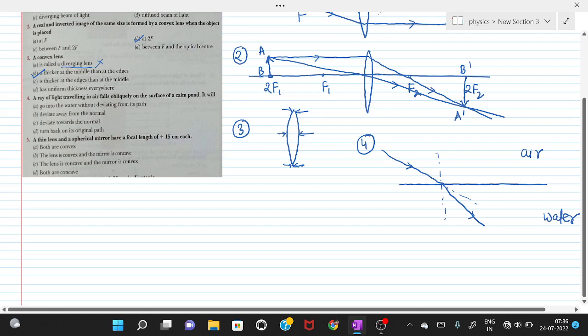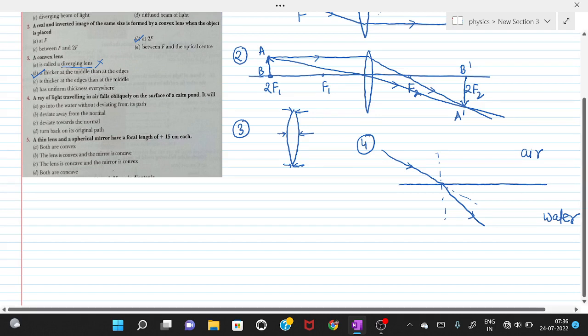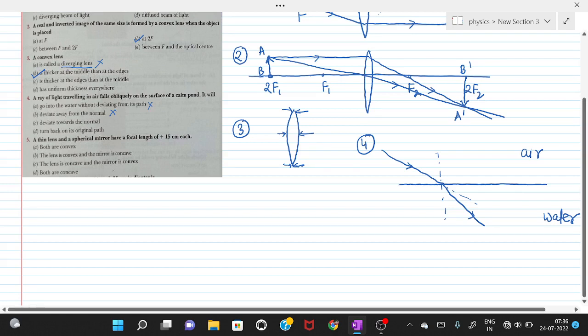So now go with the options. Option A: go into the water without deviating from its path. This option is wrong because bending takes place. Deviate away from the normal: this is also wrong. When light goes from a denser to a rarer medium, it deviates away from the normal. Now option C: deviate towards the normal. Yes, this answer is correct, because when light goes from a rarer medium to a denser medium, it bends towards the normal. Here we can see it in the diagram also.